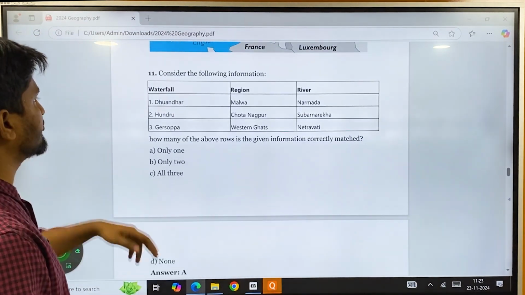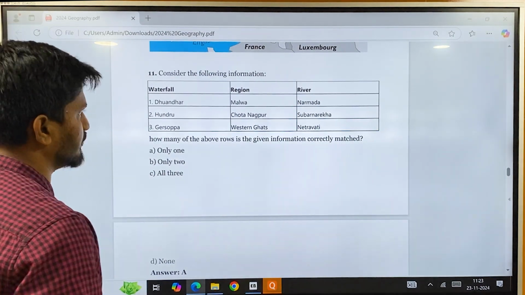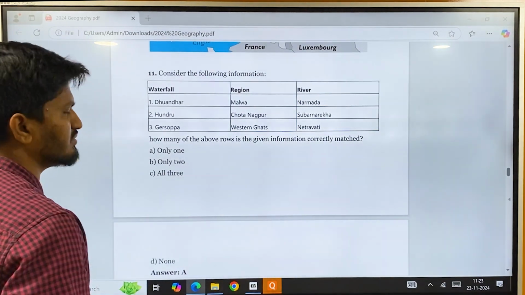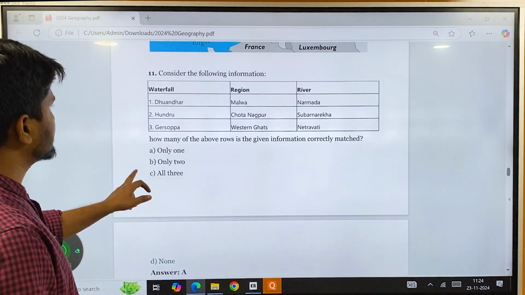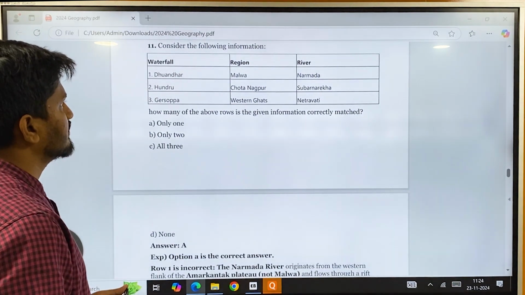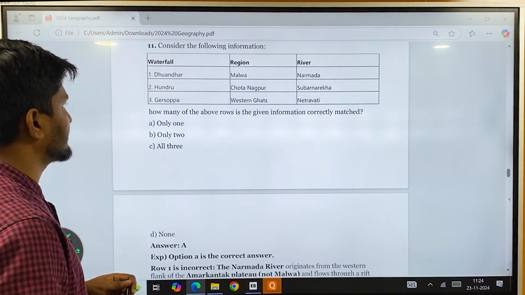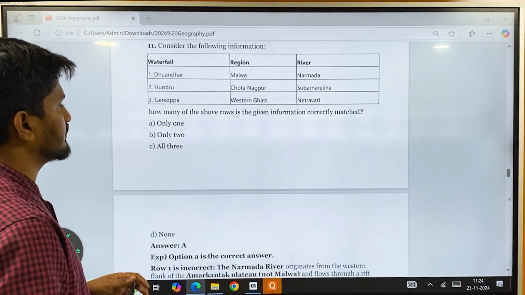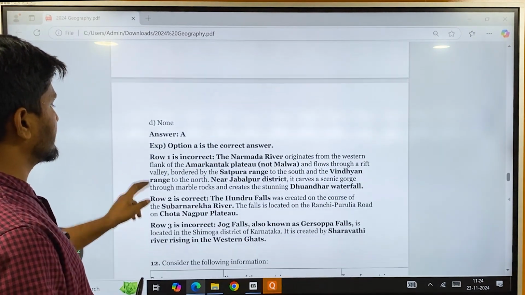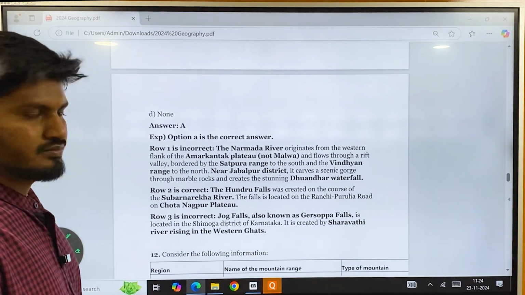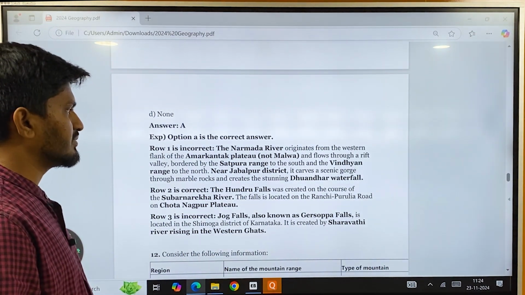Now consider the following information. It is asking about waterfall, region, and river. So it again belongs to mapping questions, especially mapping of Indian geography. The rows are: waterfall Duandar, region Malwa, river Narmada; Pundru, Chotanagpur, Subarnarekha; Gerosoppa, Western Ghats, Netravati. Which of the above rows are given correctly? So the option here is A only. That is, row 1 is wrong, because the Narmada river originates from the western flank of the Amarkantak plateau.